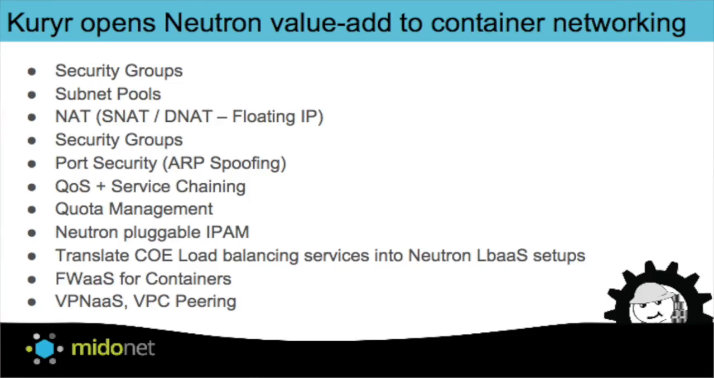So far, we have been able to test all of these things. So we had firewall as a service, VPN, VPC peering. We had all of these things working for Docker containers. And all of this was coming out of Neutron. So you define a security group in Neutron. You create a pod, and then you basically can benefit from all.